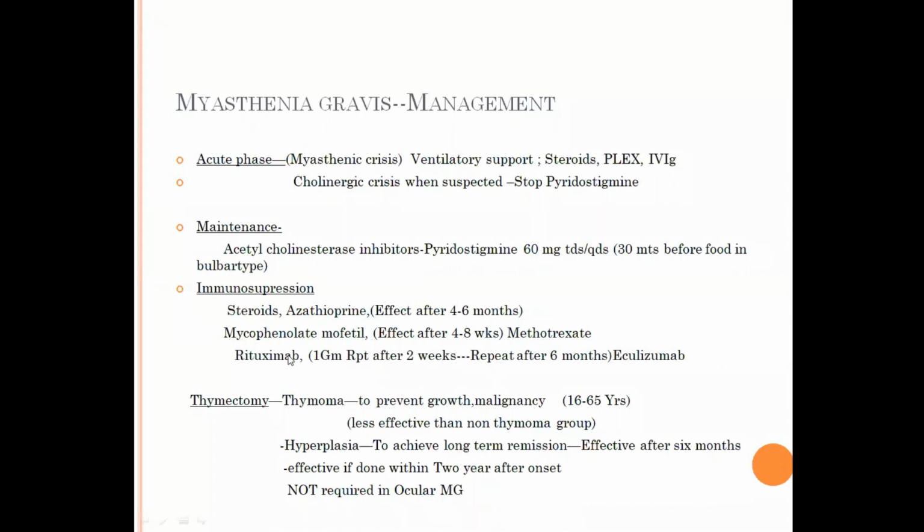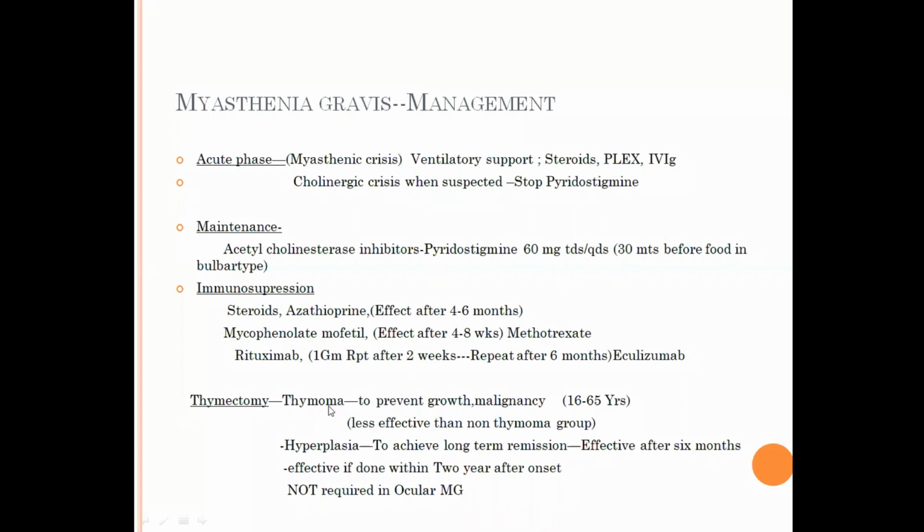Rituximab is the current choice after the steroids for every immune-mediated disease. We start giving rituximab. The greatest advantage of rituximab is that it is given once in 6 months. So rituximab is the drug now which we use routinely in myasthenia also.